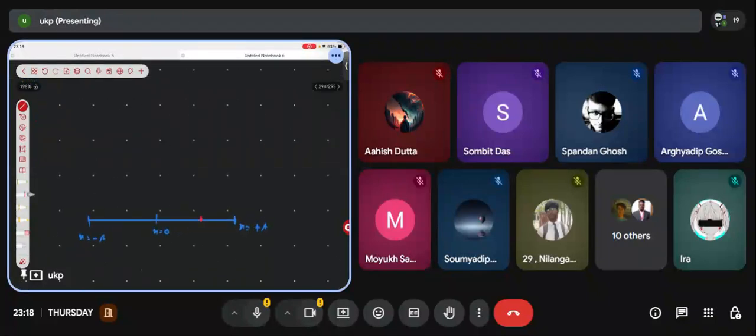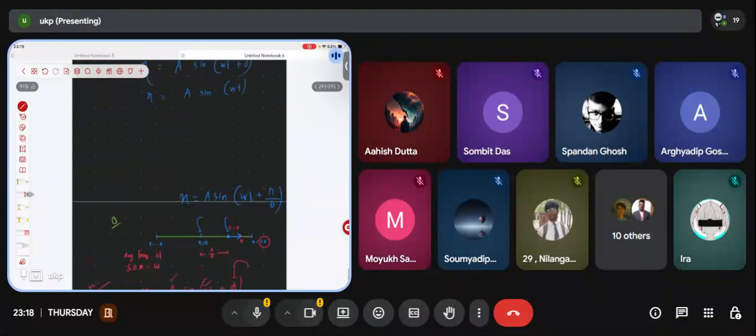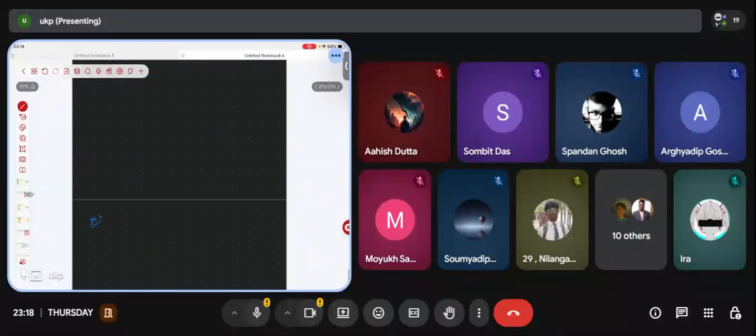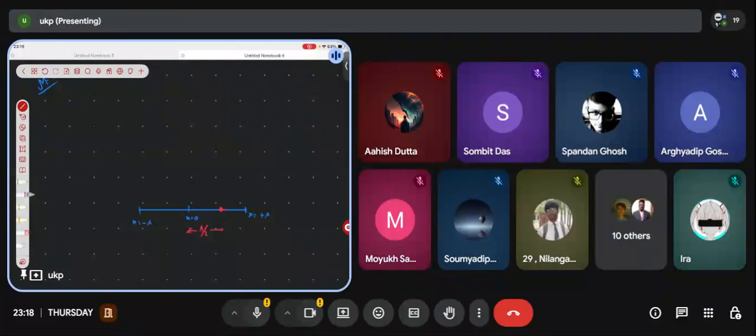X equal to a by 2. Can anyone tell me what value I gave in the problem? A by 2. At t equal to 0, the particle is present at this point, and what is the velocity direction? Towards right. My question is, sir, we know projection of UCM is an SHM.